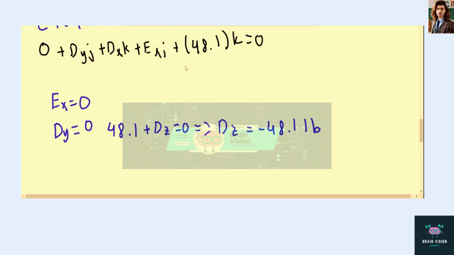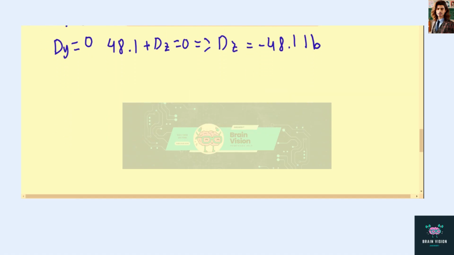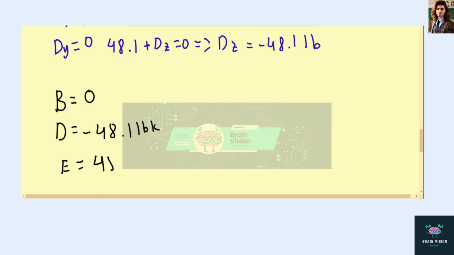So now for our final answers, we say that the reaction at point B is equal to 0. The reaction at point D is equal to negative 48.1 pounds k. And the reaction at point E is equal to 48.1 pounds k.